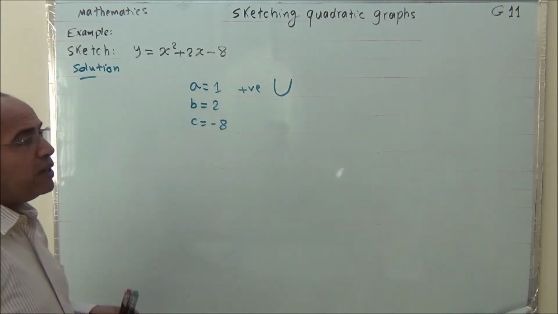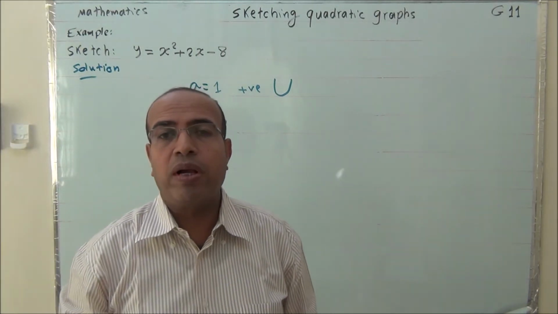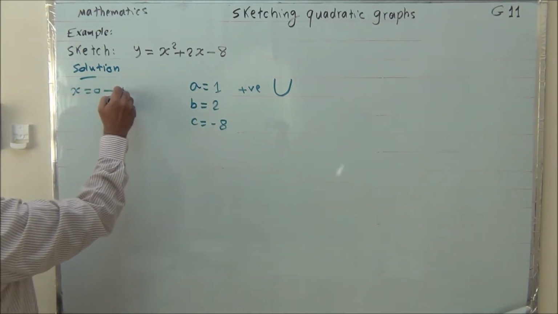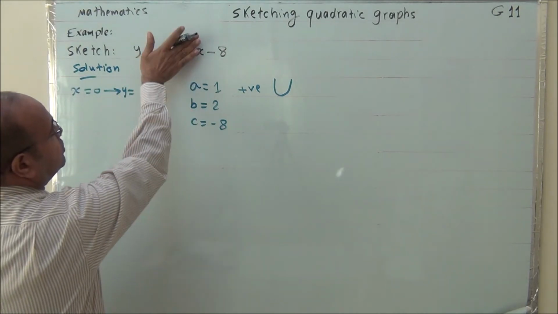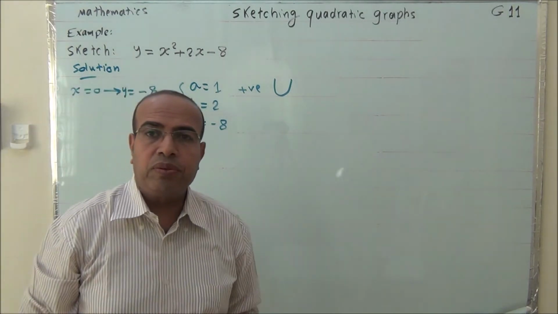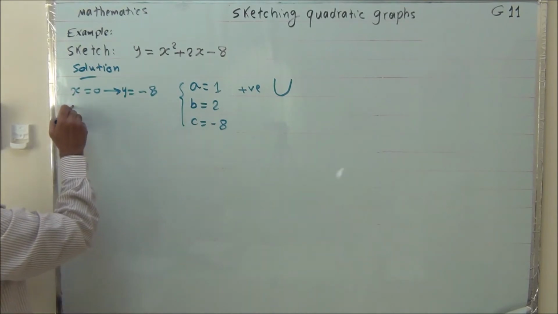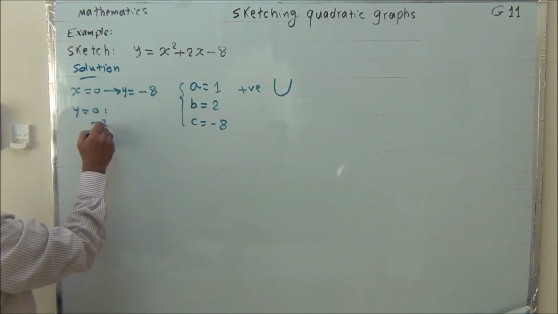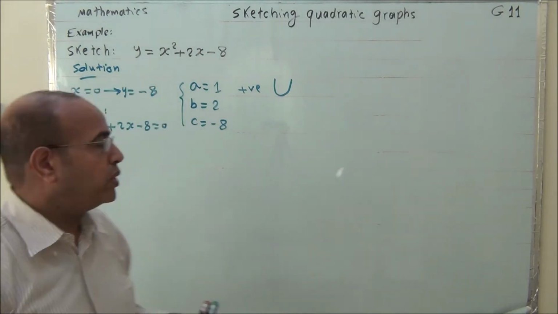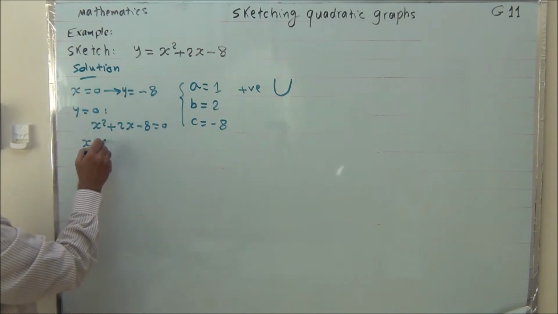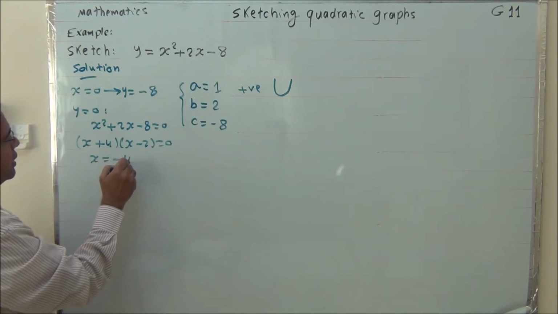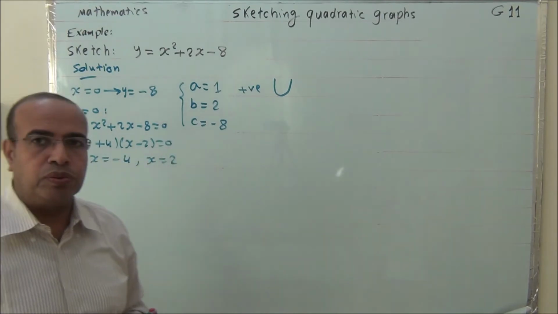Second, we replace x by 0 to get the y coordinate of the point of intersection. So when x equals 0, y equals 0 plus 2 times 0 minus 8, so y equals negative 8. Put y equals 0: x squared plus 2x minus 8 equals 0. We factorize this, and it becomes x plus 4 times x minus 2 equals 0. So x equals negative 4 or x equals 2.